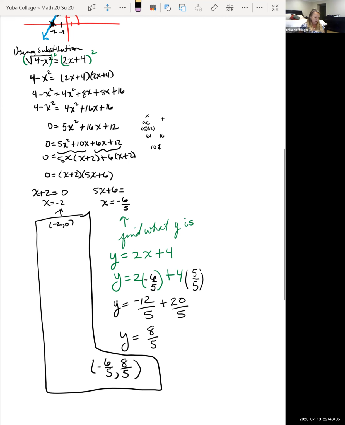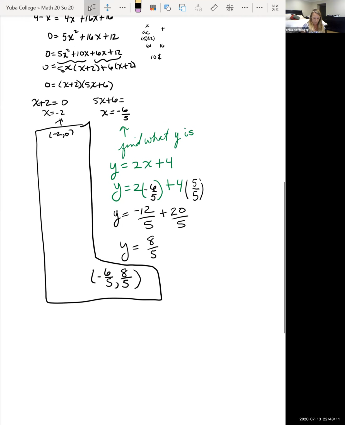I'm going to do one more. So if I had 4x squared plus 3y squared equals 4, and I had 2x squared minus 6y squared equals negative 3.